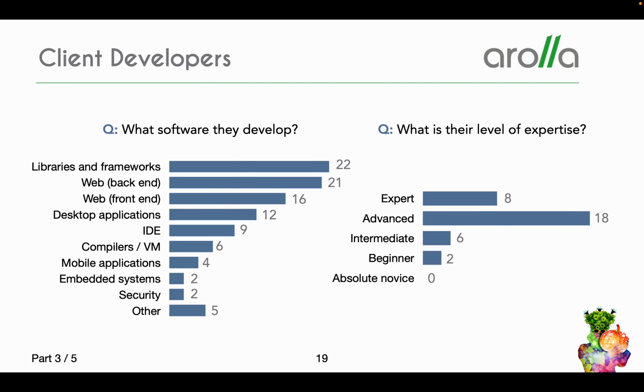From the perspective of client developers, we also ask them what is the software that they develop, and as you can see, many client developers are also the developers of libraries. This can be explained by the fact that most developers in our study come from open source, and in open source, many people build libraries. Also, many developers build web software, so for both backend and frontend. They build desktop applications, IDEs, compilers, mobile applications. So you can see that developers cover diverse kinds of software.